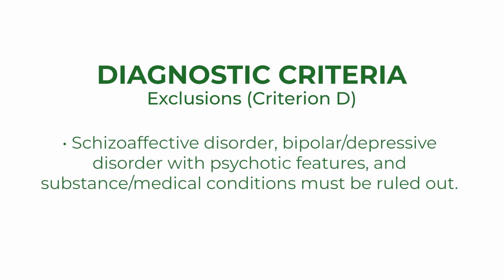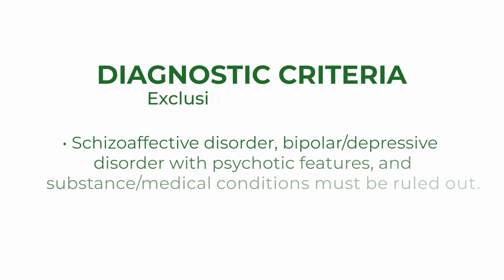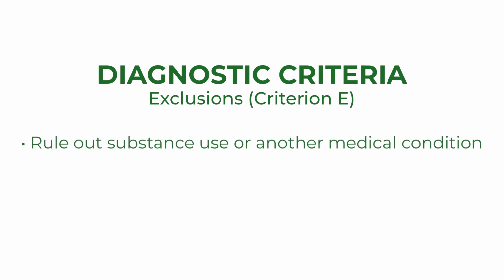The exclusion criteria also is the next one, where we have to rule out some conditions, as some patients can present with signs and symptoms that look like schizophrenia, but they are actually not having schizophrenia. So we still have to look at the exclusion criteria, which is criterion D. What are the conditions that we have to rule out? Schizoaffective disorder, bipolar or depressive disorder with psychotic symptoms. And lastly is the exclusion criterion E. We want to rule out any form of substance abuse or any other medical condition that may mimic schizophrenia signs and symptoms.